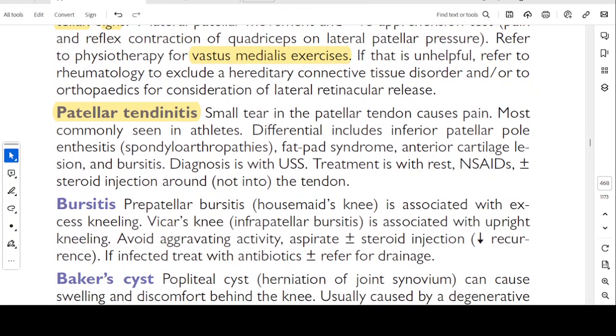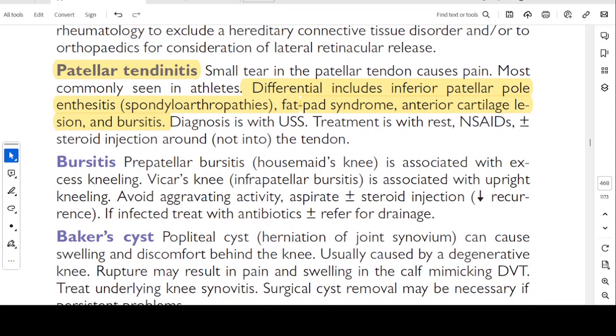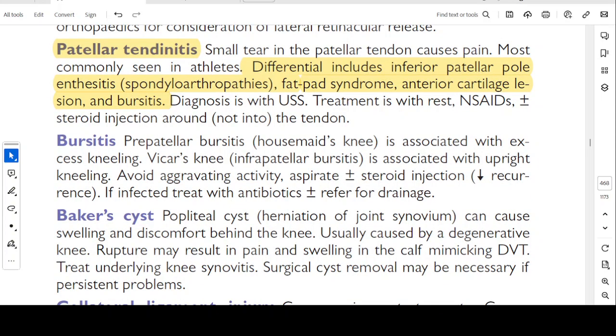Patellar tendinitis. A small tear in the patellar tendon causes pain, most commonly in athletes. Differential includes inferior patellar pole enthesitis, spondyloarthropathies, fat pad syndrome, anterior cartilage lesion, and bursitis. Diagnosis is with ultrasound. Treatment is with rest, NSAIDs, plus steroid injection around, not into, the tendon.